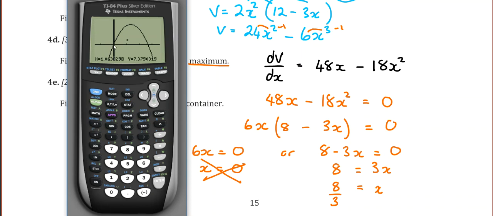I want where it equals 0, so that's here, which is the x equals 0 option, which I'm not interested in. And it's here. If I do second calc, zero, I'm going to go left of that one, and I'm going to go right of it, press enter, and it gives me 2.6667, which is 8/3.